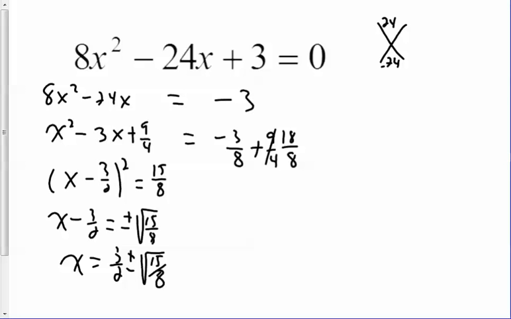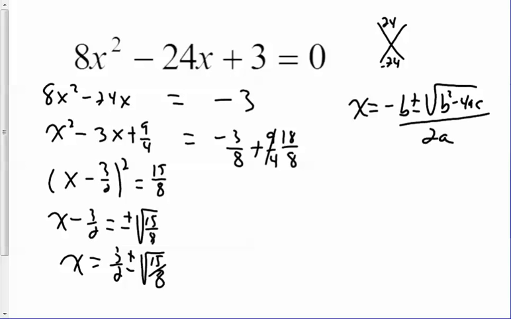All right, you could have easily dove right into the quadratic formula, which is x equals negative b plus or minus the square root of b squared minus 4ac all over 2a, if you wanted to, but the completing the square works. We're going to do the quadratic formula in just a minute.